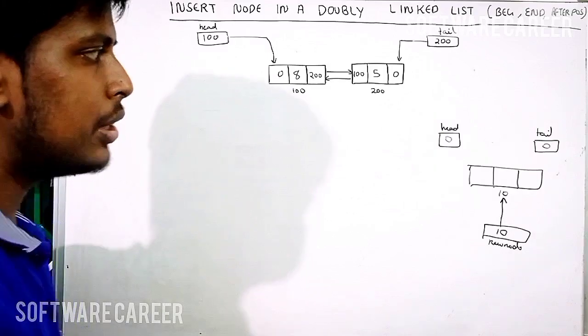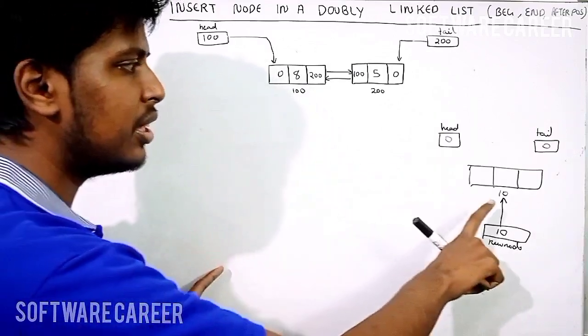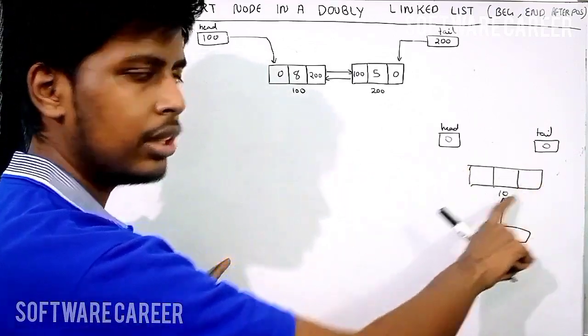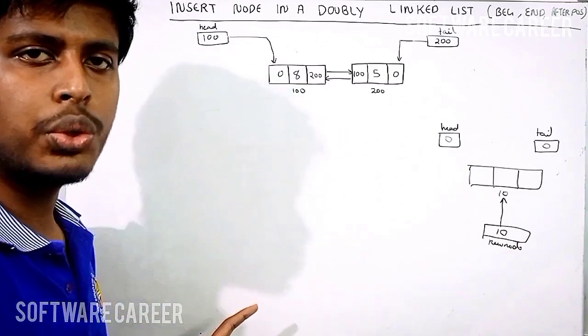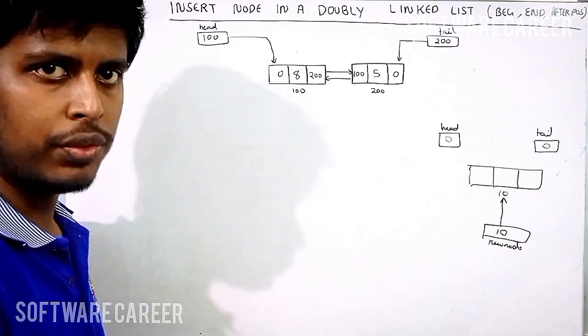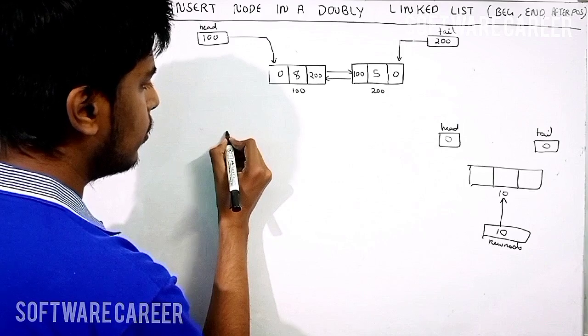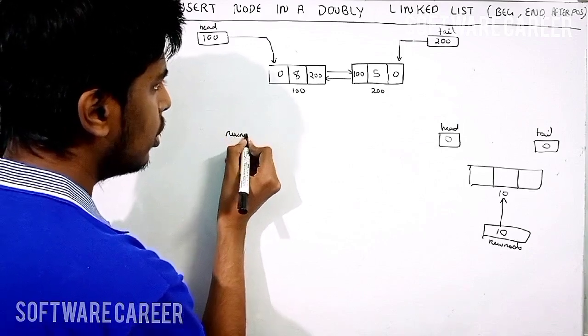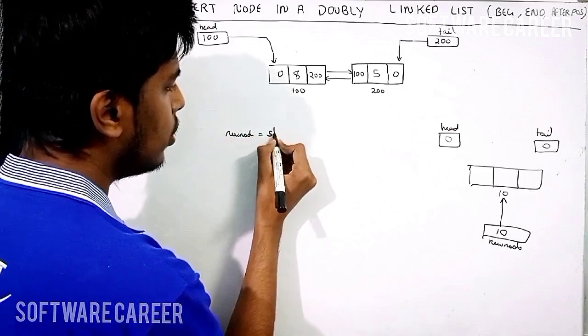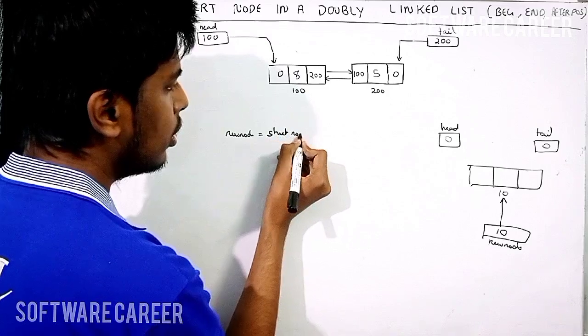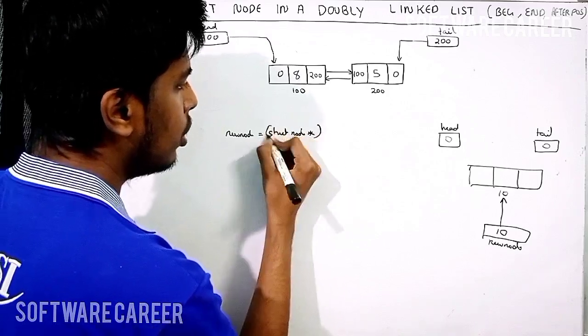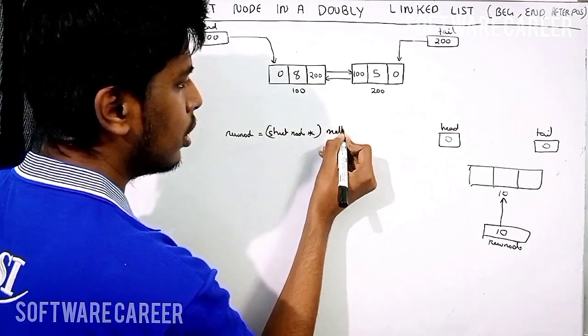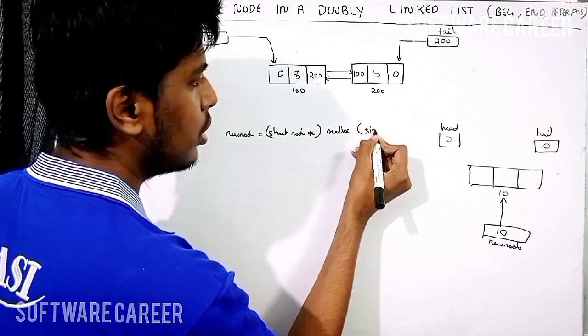Now the first step is what? I will write the code simultaneously. First step is you have created a new node. How to create that new node? You can create it dynamically by using the malloc function. So I am creating it. New node equals struct node star malloc, size of node.